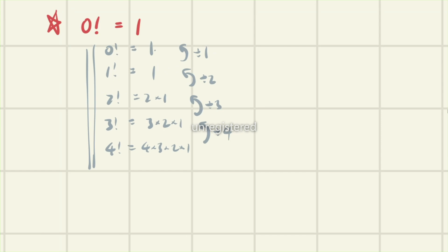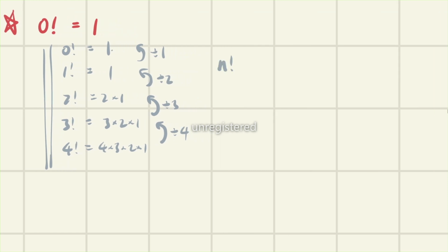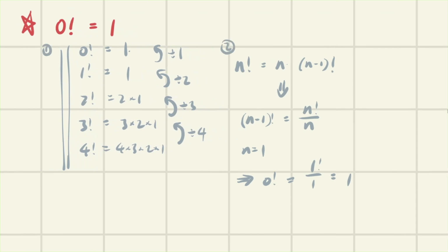And one other explanation, as we said earlier, n factorial equals n times n minus 1 factorial, right? Then you can also say that n minus 1 factorial equals n factorial over n. So if we plug in n equals 1, then what's 0 factorial? It equals 1 factorial over 1, which is 1. So this is a second explanation by one of my beloved classmates from UWZ Maastricht.